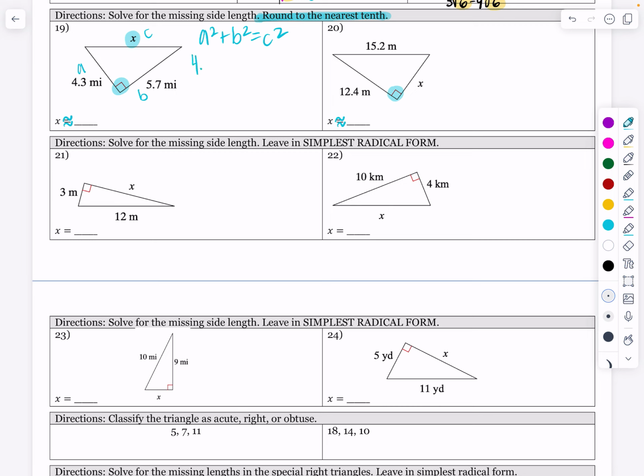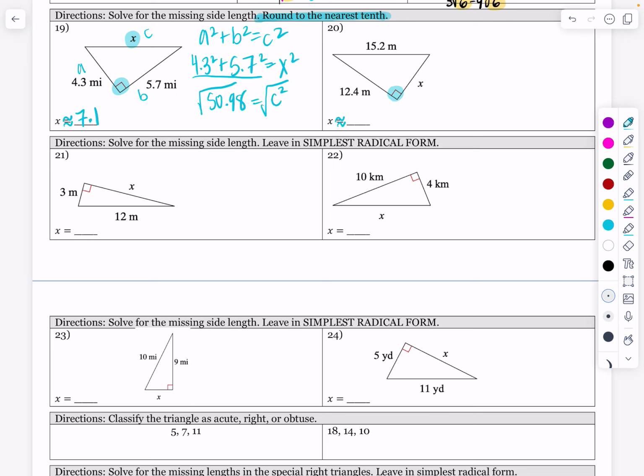That would be 4.3 squared plus 5.7 squared equals x squared. And what I'm going to do is I'm just going to type this entire expression into my calculator, and that is going to give me 50.98, I apologize, 50.98. That is what c squared is. So if I want to know what c is, I'm going to do the inverse operation of squaring, which is taking the square root. What is the square root of 50.98? We're going to round that to about 7.1.